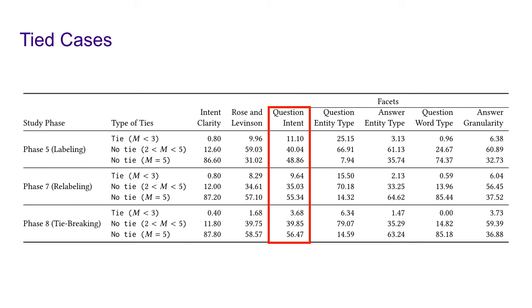In this table, we observe the decrease in the tied cases as a result of the increase in assessor agreement. More specifically, in the 5th column of the table, we see the percentage of tied cases for the question intent facet at different phases of the study. After phase 5, that is, without any refinement of labels, the percentage of tied cases is about 11%. After the relabeling and tie-breaking phases, the percentage of tied cases drops to 9.6% and 3.7% respectively. This means that at the end of the study, about 96% of the questions can be assigned to an intent category.